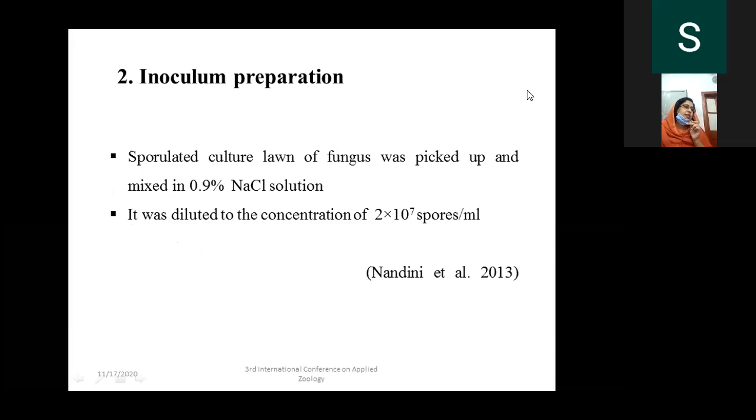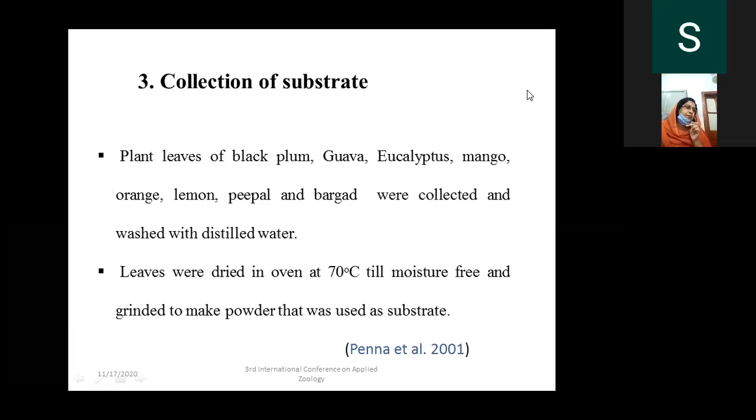The sporulated culture of the fungus was picked and mixed in 0.9% sodium chloride solution. It was then further diluted to a concentration of 2 into 10 raised to power 7 spores per ml. Then this suspension can be used as the inoculum in the fermentation studies.